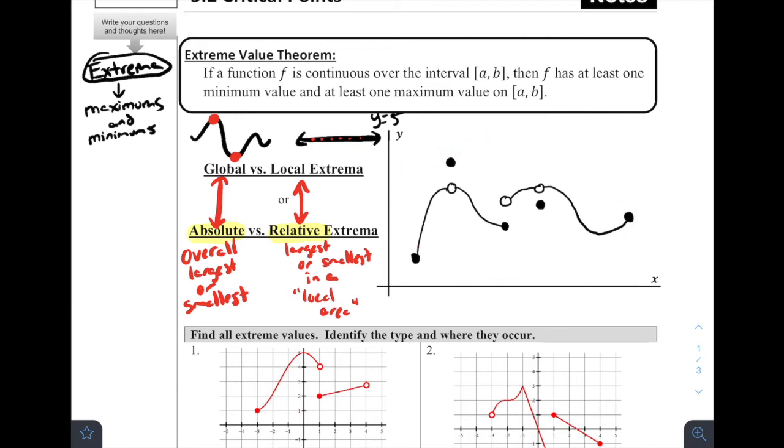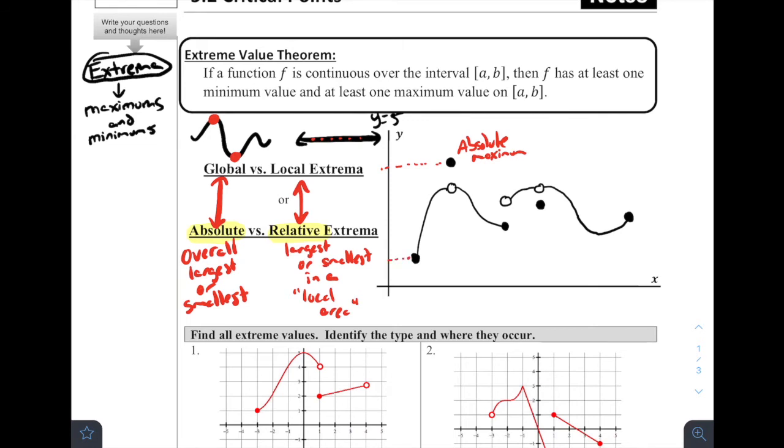It's a piecewise function. We see some different parts. We see some discontinuities, maybe some asymptotes in it. But let's talk about what we see. If we're talking about absolute, right, we're talking about the overall largest or smallest points or y values on this, we can see that this point right here would be our absolute maximum. And we know that because it is higher than any other point on this graph, right? It's absolutely the largest point on the graph.